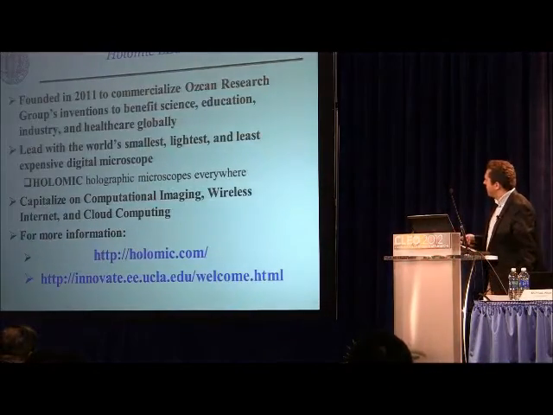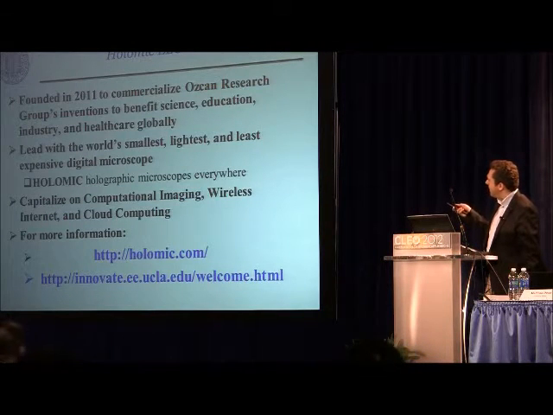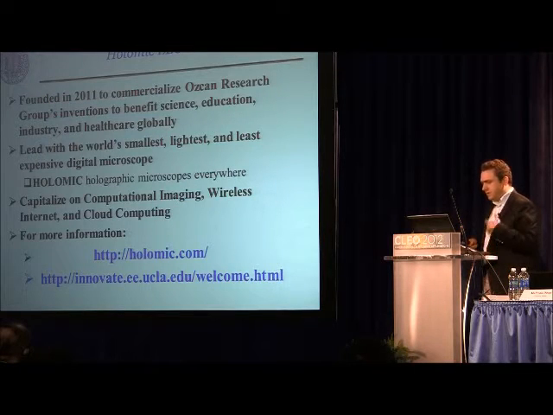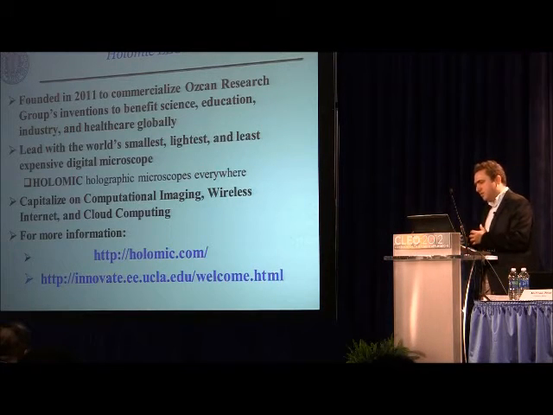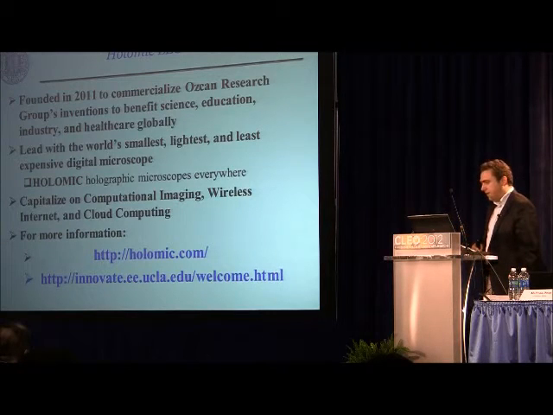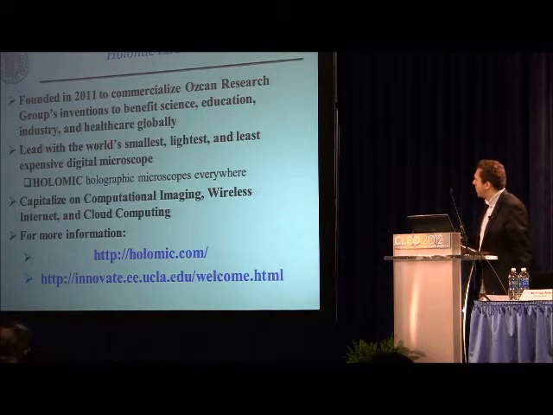However, there is a startup company called Holomic, founded in 2011, which received some initial funding, also an SBIR funding from NIH, and which aims to commercialize these computational imaging tools for the research market as well as for point of care and telemedicine markets. You can learn more about the company at this address. Holomic stands for holographic microscopy, essentially. I'll return to Holomic and how it started from the university. Before that I will focus more on the technology.